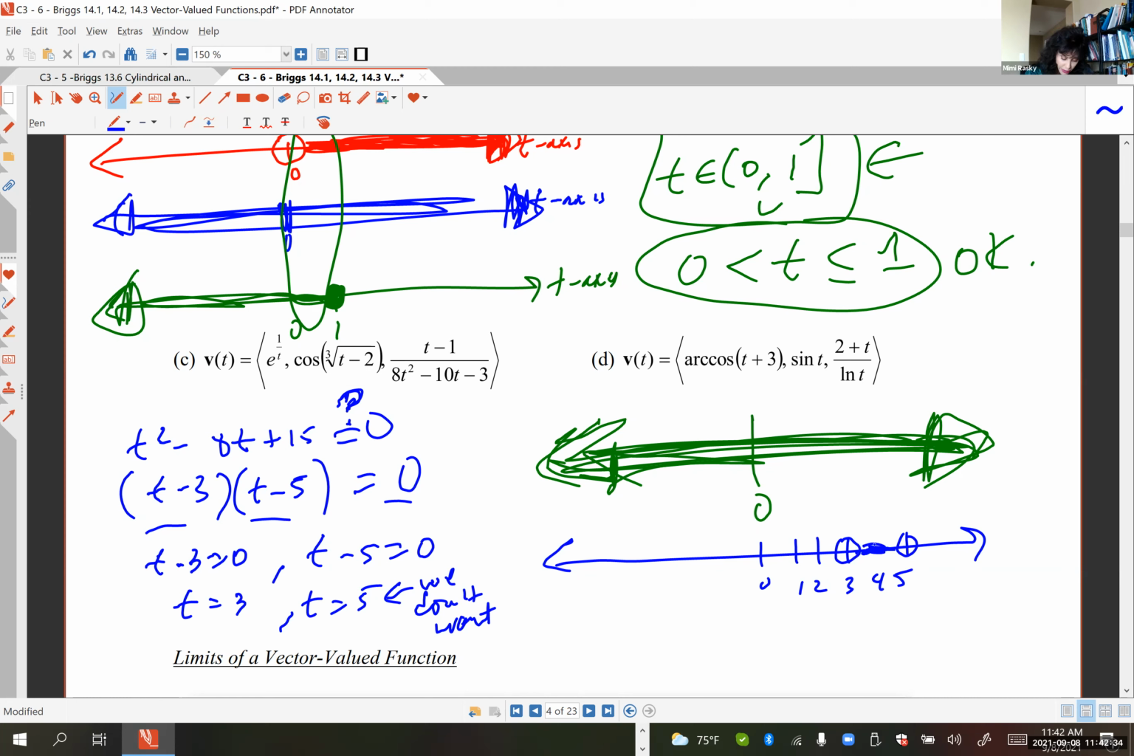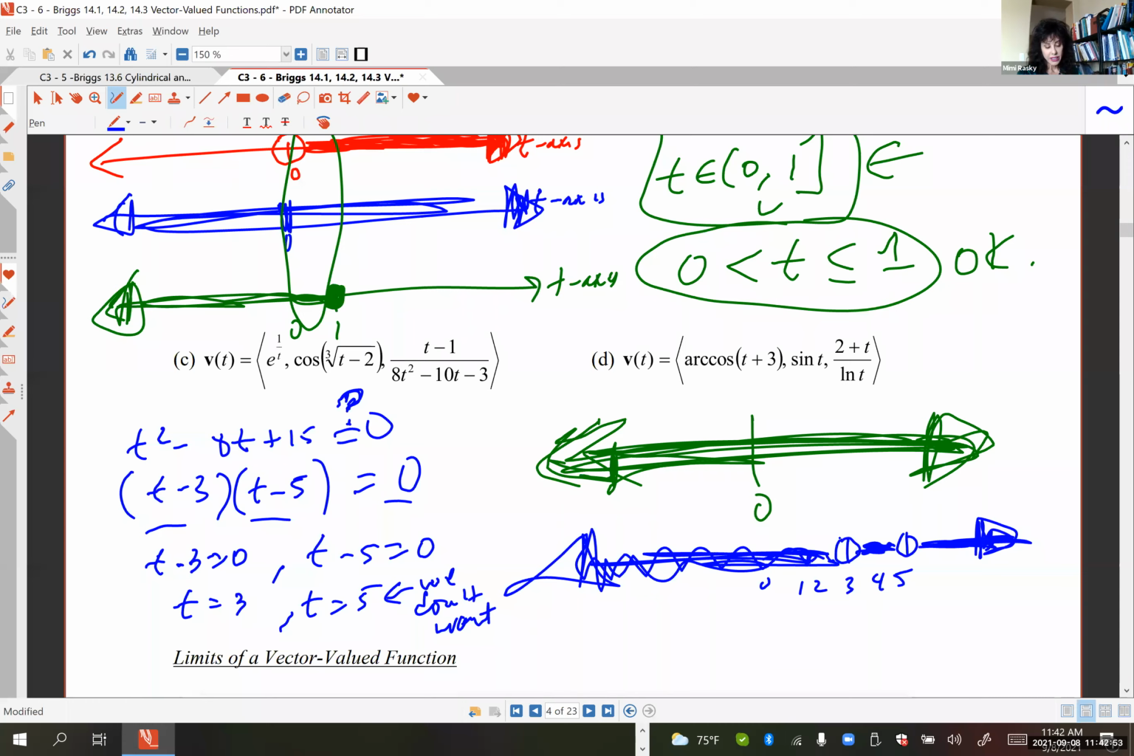Oops, it doesn't stay when I do this. And then any numbers larger than 5 are okay, and any numbers less than 3 are okay. So I've got to shade in all these. Oh boy, it's not staying. You get the idea. I'm trying to shade it in and it keeps going away.